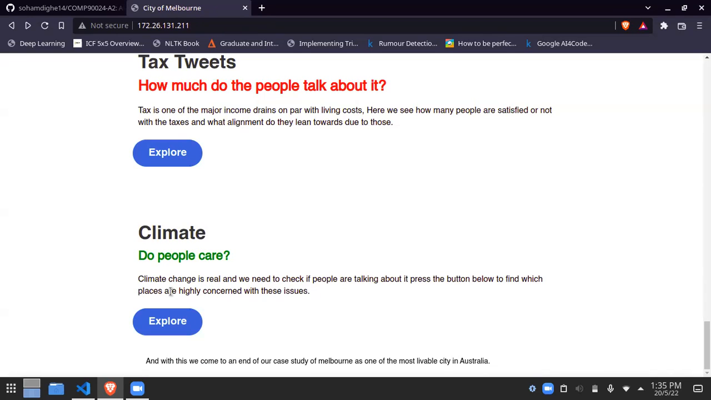I think that is the end of our case study of Melbourne as a livable city in Australia. It started in the past with the first arrival of people, and today we nominate politicians and talk about climate, taxes, housing, stuff like that.